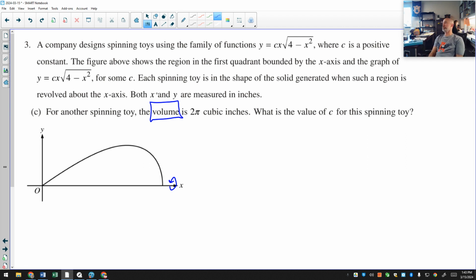Because this is a revolution problem, we're revolving around the x-axis, it's either a disk or a washer. There is no empty space. So your thought process should march through: this is a disk. Disk is pi r squared. We will measure the radius perpendicular to the axis of rotation, which is the x-axis. This is a dx problem. And the radius is that equation, which is c times the square root of 4 minus x squared.